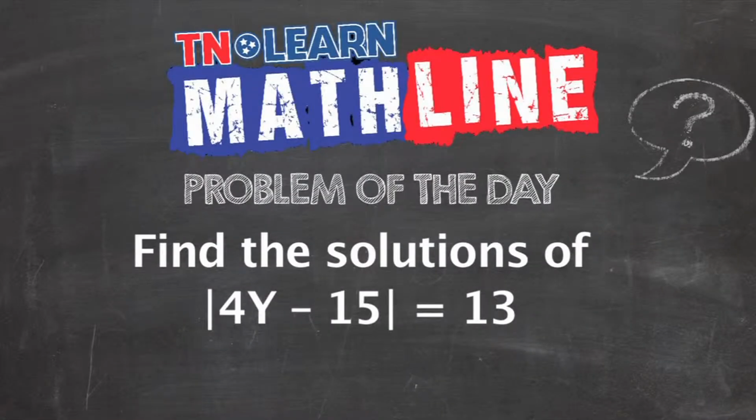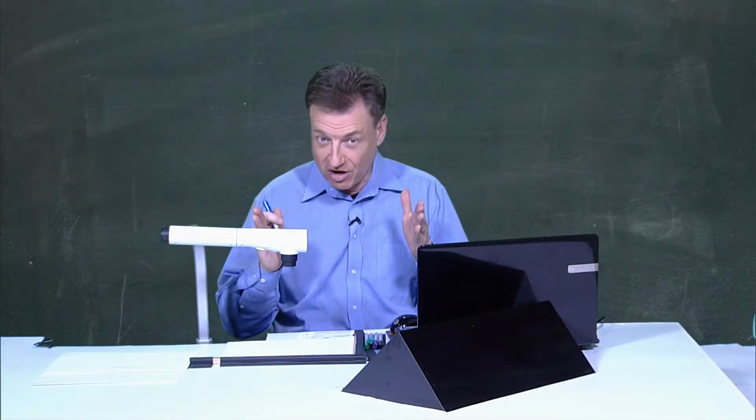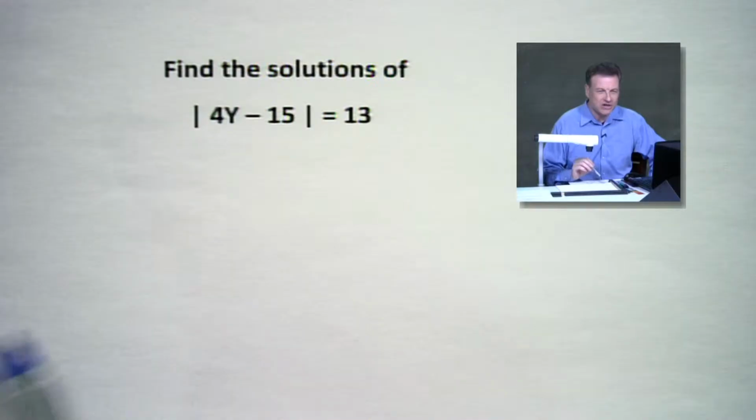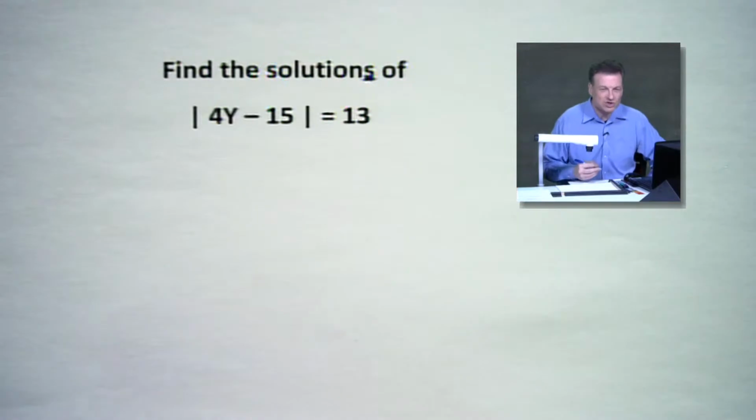Find the solutions. Notice here's an S. The absolute value, that's what those bars mean, of 4y minus 15 equals 13. So again, we're going to find the solutions of the absolute value of 4y minus 15 in the bars equaling 13. Let's take a look at this problem.